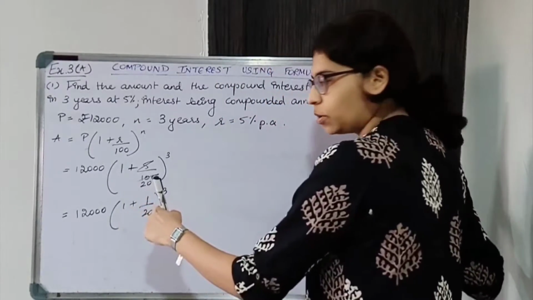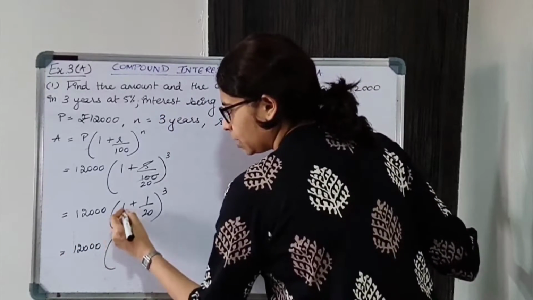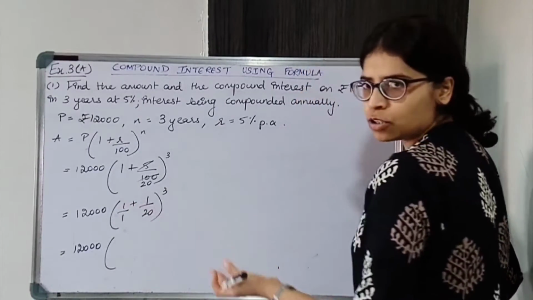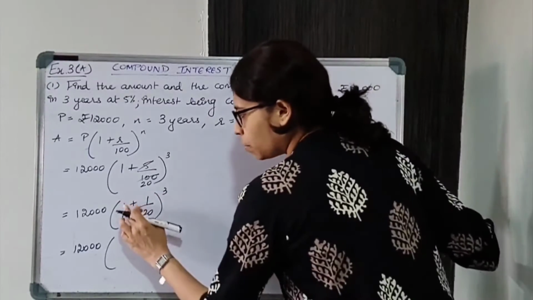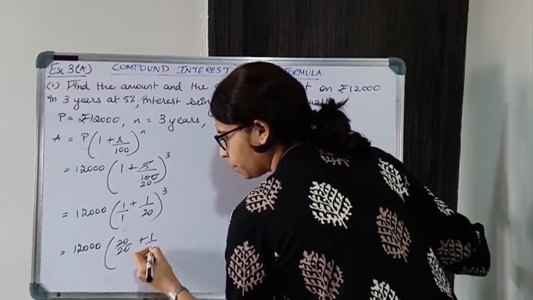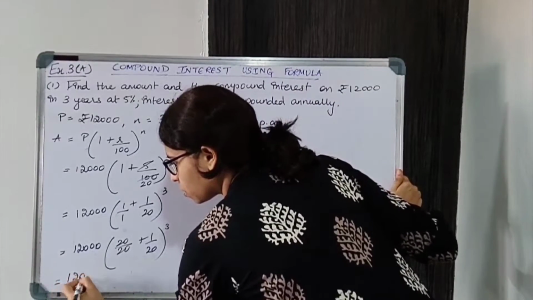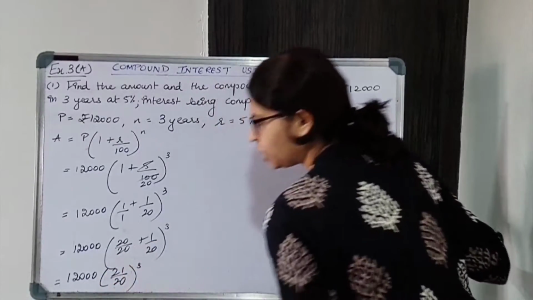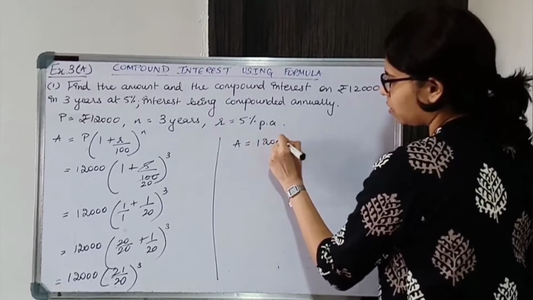First solve the bracket. Okay, so 12,000 into, here there is 1, so it is basically 1 upon 1. So multiply by 20 in both numerator and denominator. We want the same denominator. Okay, so this whole bracket will get solved. So multiply by 20 in both numerator and denominator. So 20 upon 20 plus 1 upon 20 raised to 3. Okay, so 12,000 into 20 plus 1, 21 upon 20 raised to 3.